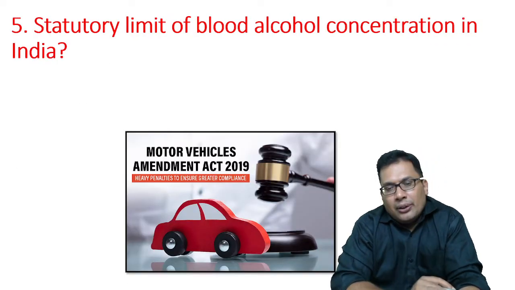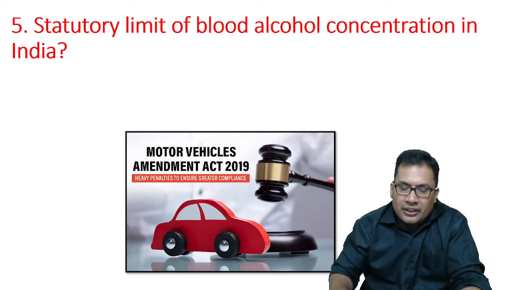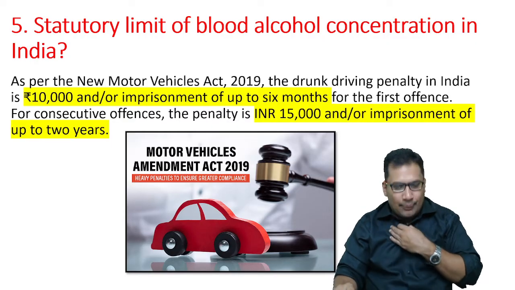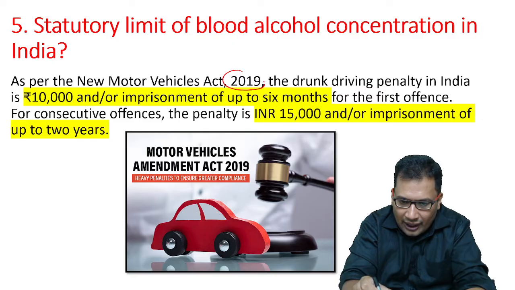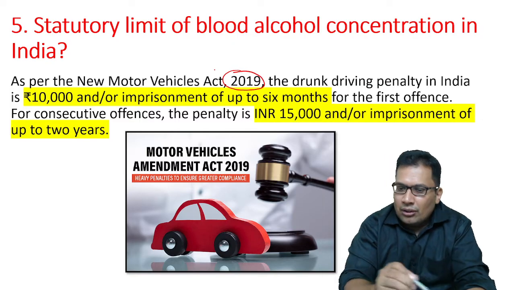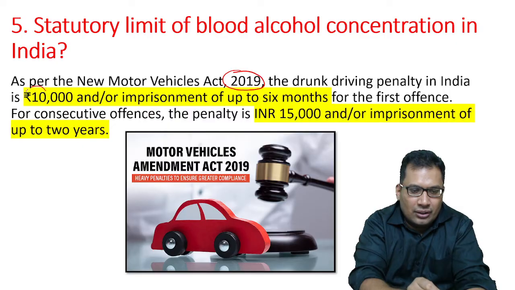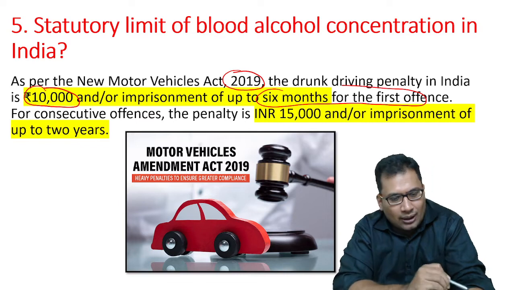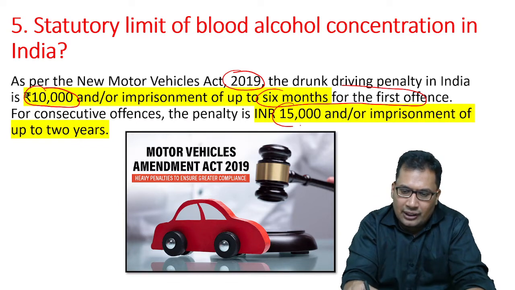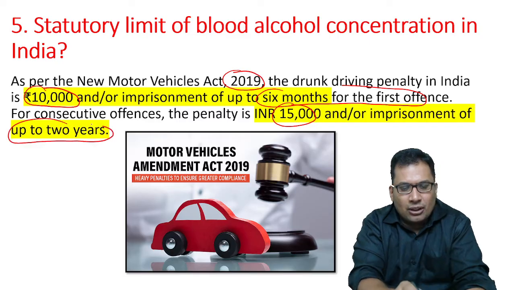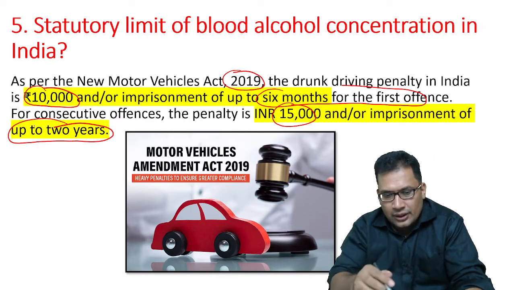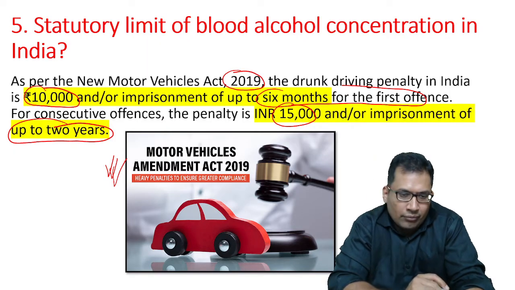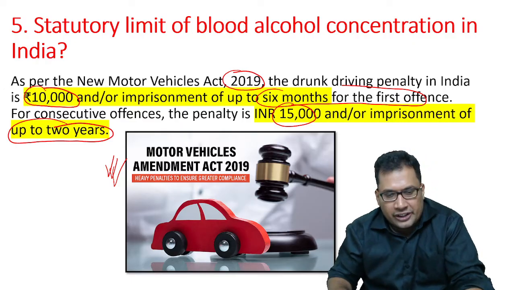What is the statutory limit of blood alcohol concentration? Answer should be 30 milligram percentage. What is the punishment that can be asked? According to the recent 2019 Motor Vehicle Act amendment, for the first offence, it is 10,000 fine and 6 months of imprisonment. For the second offence, 15,000 fine, imprisonment up to 2 years. So this is what is mentioned in the Motor Vehicle Amendment Act. An answer like this is more than sufficient.